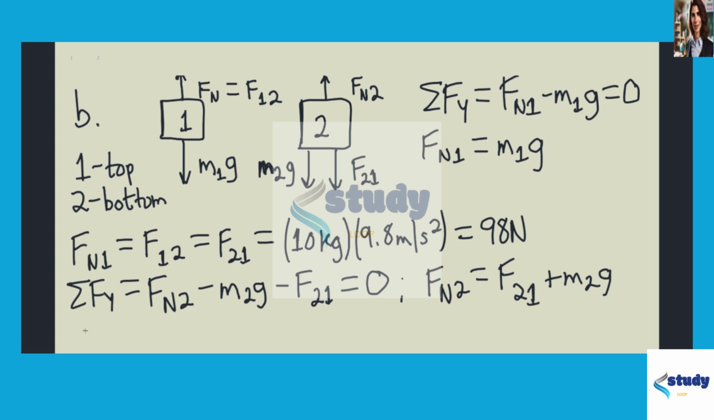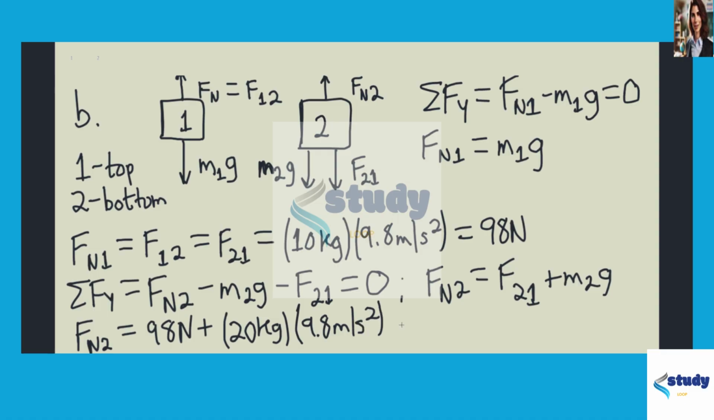And so we can solve: F sub n2 would be equal to 98 newtons plus, and then here it would be 20 kilograms multiplied by 9.8 meters per second squared. And this is giving us 294 newtons. So this would be our final answer. This would be the magnitude of force normal 2, and the magnitude of force normal 1. That is the end of the solution.